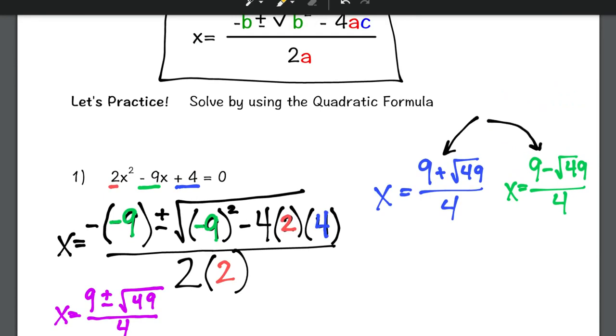Okay, so now let's just do the math. We've got 9 plus square root of 49. Hopefully we understand what the square root of 49 is. If we don't, you can always, again, put it into Desmos. So the square root of 49 is 7 over 4. So 9 plus 7 is 16. So I get x is equal to 16 over 4. And last but not least, simplifying that, x is equal to 4. So one of my solutions is x equals 4.